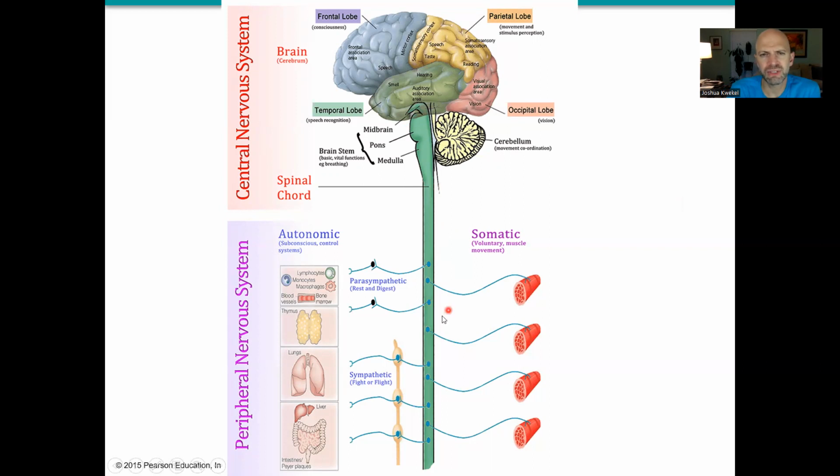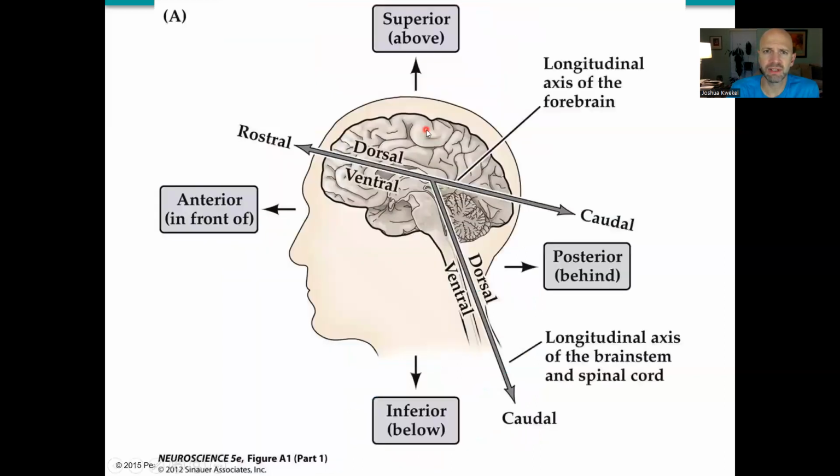On the bottom there, it's showing a diagrammatic way of showing the autonomic nervous system, the somatic on the right and the autonomic on the left. And we'll talk about the parasympathetic, sympathetic. We'll get into that a little bit later. But we will be covering the various lobes of the brain and the different parts.